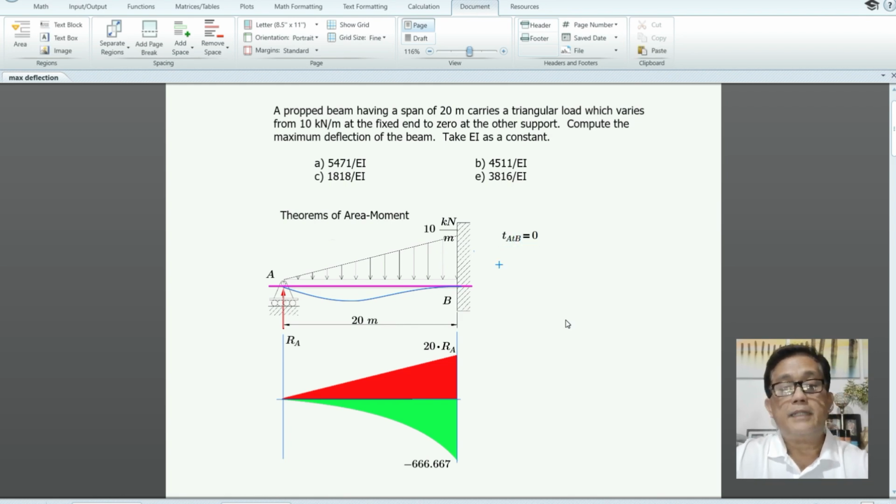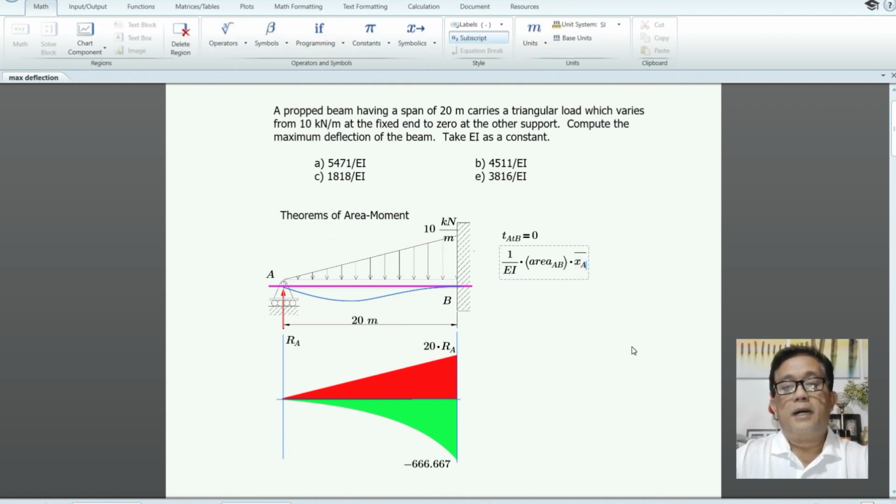And deviation of A tangent to B is 1 over EI times the area of the moment diagram between AB times the distance to the centroid measured from A. Let's call that bar X sub A, and this is equal to 0. If we multiply both sides of the equation by EI, the EI on the left side will cancel out, and the right side will remain 0.